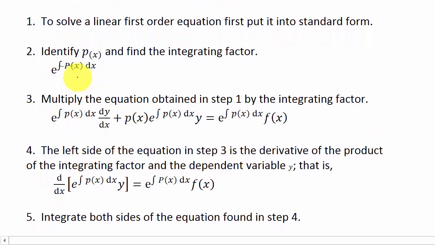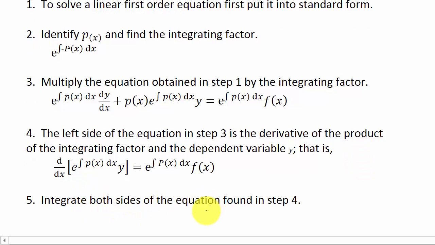Then, once we find our integrating factor, we need to multiply the equation from step 1, which is our differential equation in standard form, by the integrating factor. Once we do that, the left-hand side is the derivative of the product of the integrating factor and the dependent variable y. I'll show you how this works. Then we just integrate both sides of the equation found in step 4.